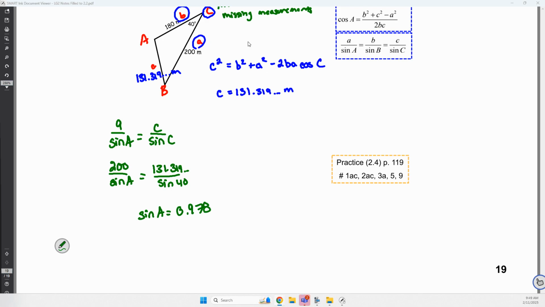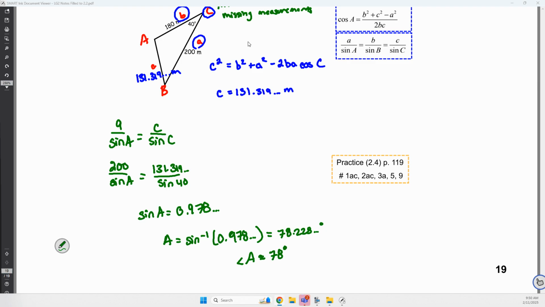Once I solve for this, I should get sine A is equal to 0.978. Are we done? Not quite yet. We just have to solve for A. So A is going to equal inverse sine of 0.978, which gives us a degree of about 78.228 degrees, which means our angle A is about 78.